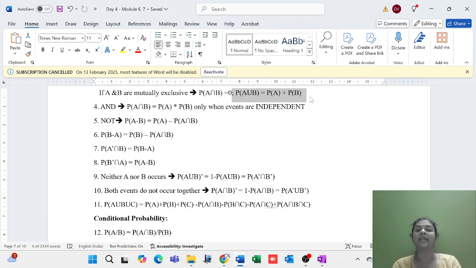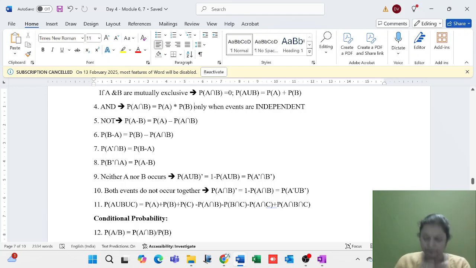If it is not mutually exclusive, then you should go to point number 4 and find out the value of P of A into B, which is P of A intersection B. So you should always check in an OR condition whether the intersection rule is applicable or not. If it is applicable, we need to calculate it separately and include it in the formula. So, coming to the fourth point, the AND condition: P of A intersection B is equal to P of A into P of B.